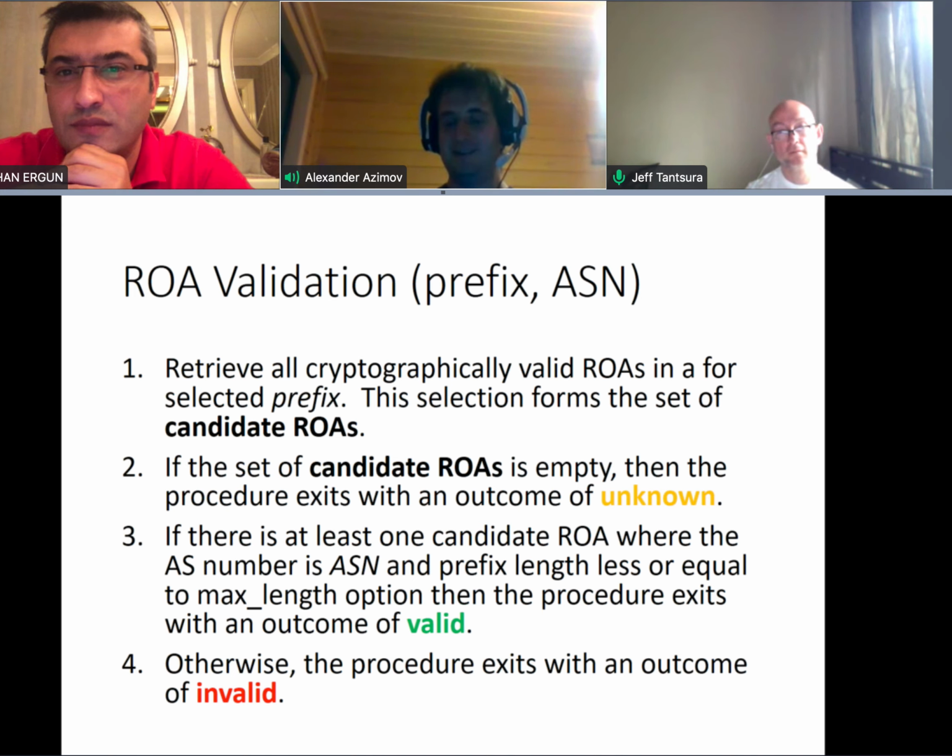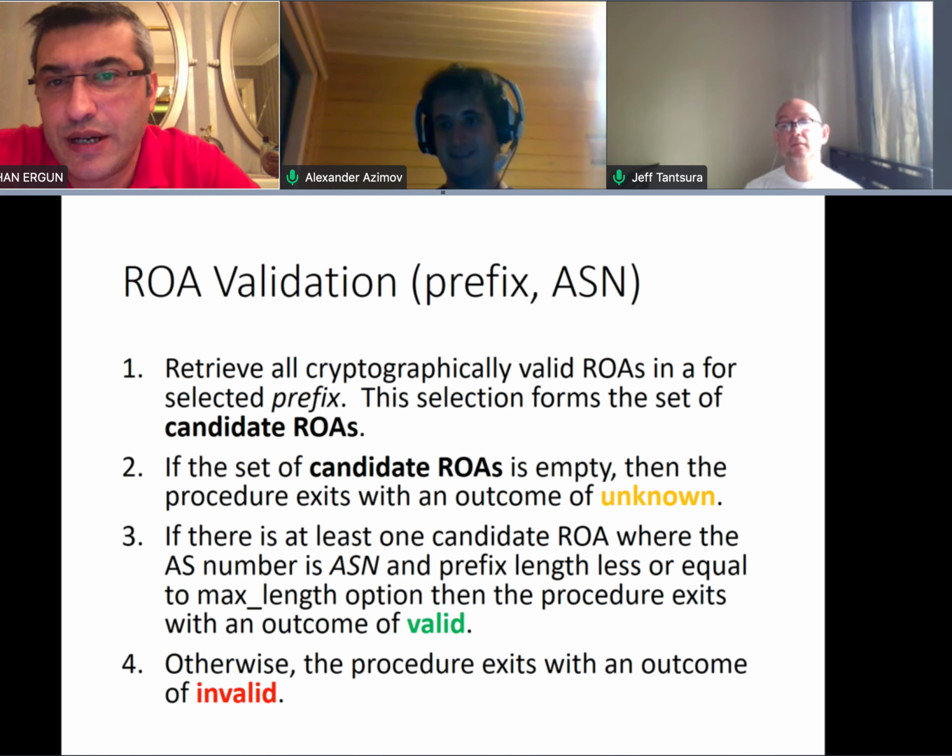So max length is very tricky, and I suggest not to use it, but to set it to /24 for IPv4, or even /32 for IPv4 and /64 for IPv6, or /128 for IPv6. Just a second here, Alexander, this is very important what you are saying.